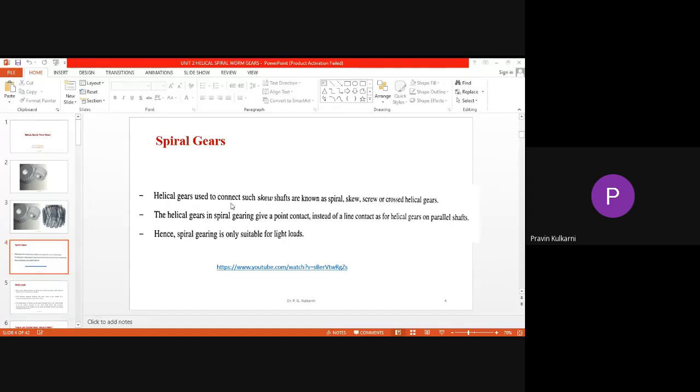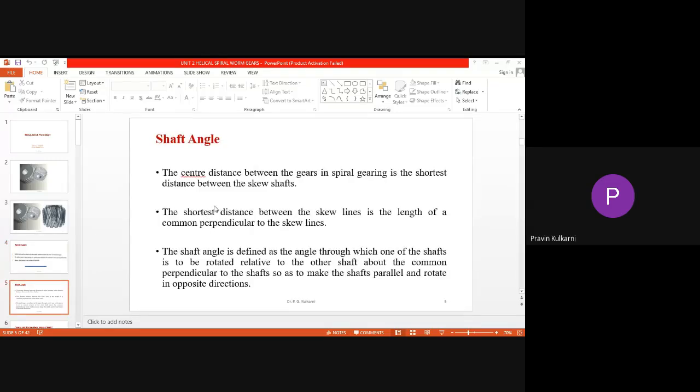Helical gears, which are used to connect two skew shafts, are known as spiral gears or crossed helical gears. The helical gears in spiral gearing give a point contact instead of a line contact. Hence, spiral gearing is used for lighter loads. Shaft angle. Now, the center distance between the gears in spiral gearing is the shortest distance between skew shafts. The shortest distance between the skew shafts is the length of the common perpendicular to the skew lines.